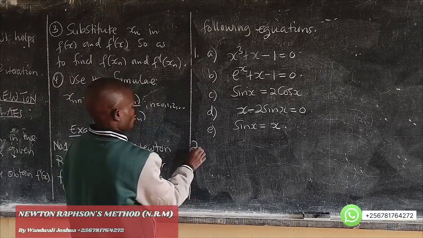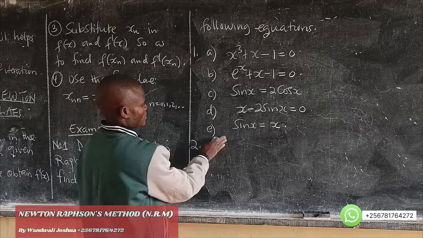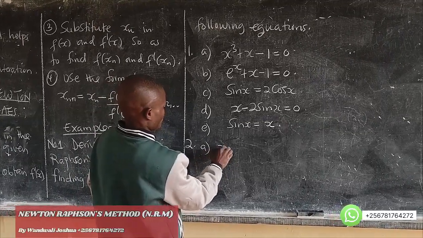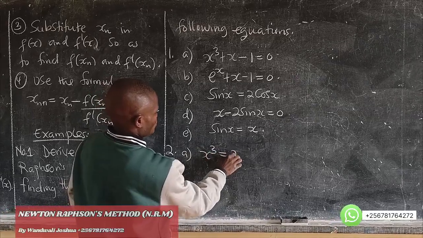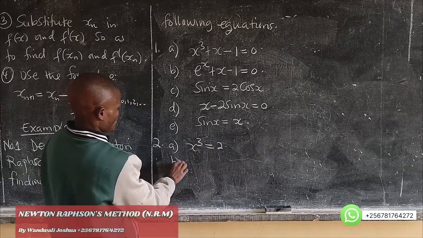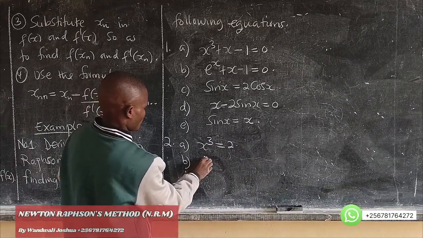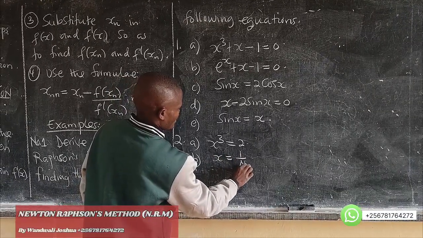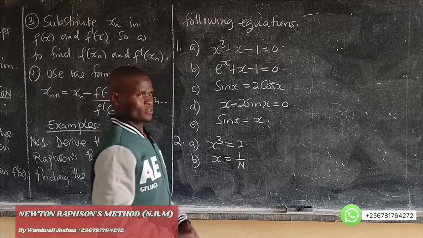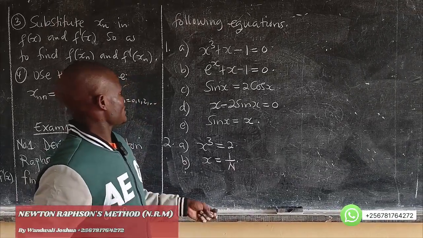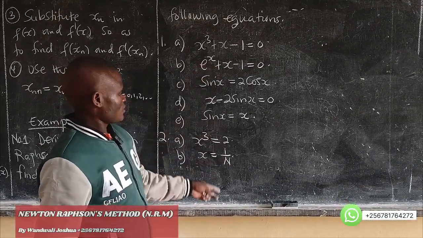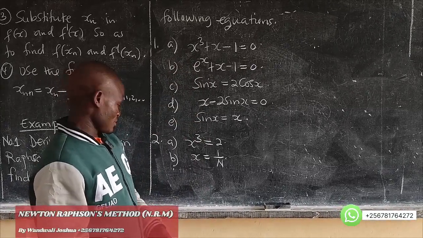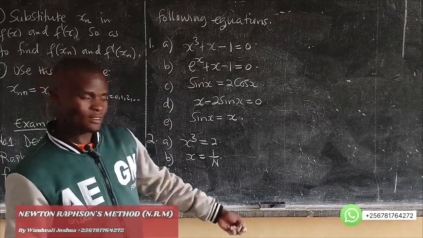Example number 2, part A, we are going to now derive the expression for x cubed equals 2. Part B, we are going to have x equals the nth root of a, and so forth. So other examples follow. In the meantime, let us work out a few examples here. Then we see what next.